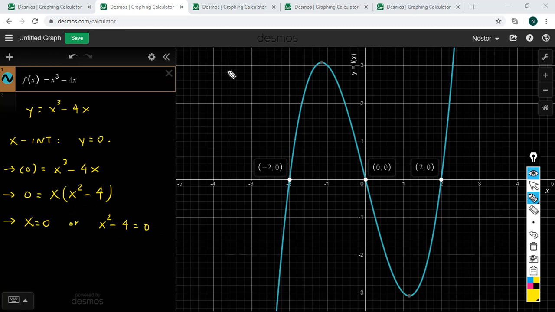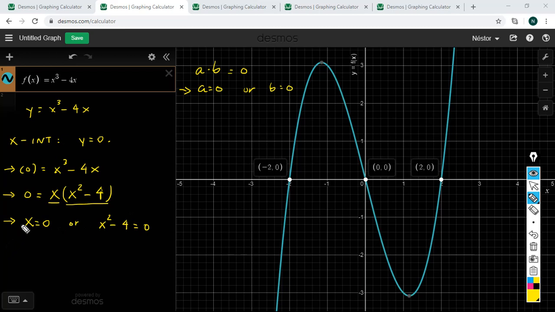When you have two numbers multiplying one another, a times b, and the result is equal to 0, then clearly either one of them is 0 or the other has to be 0, right? It's the same here. I'm multiplying x times x squared minus 4. I'm multiplying two numbers, and the product gives me 0. Therefore, what is the conclusion? That either x is equal to 0 or x squared minus 4 is equal to 0.